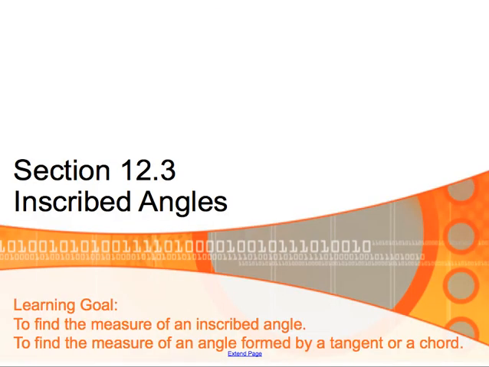So we've gone over several examples in section 12.3, all about inscribed angles. And the important thing to remember here is that an inscribed angle is half the measure of its intercepted arc.